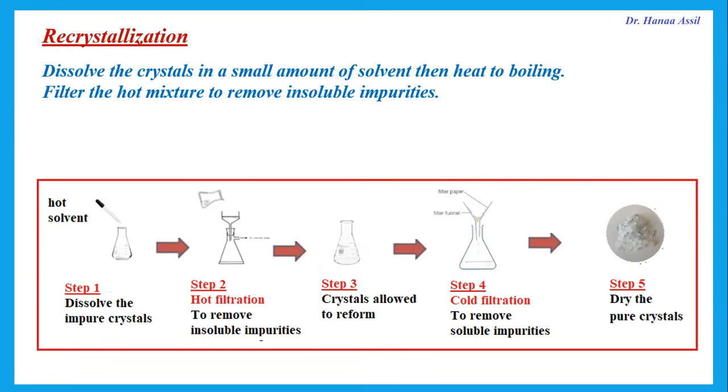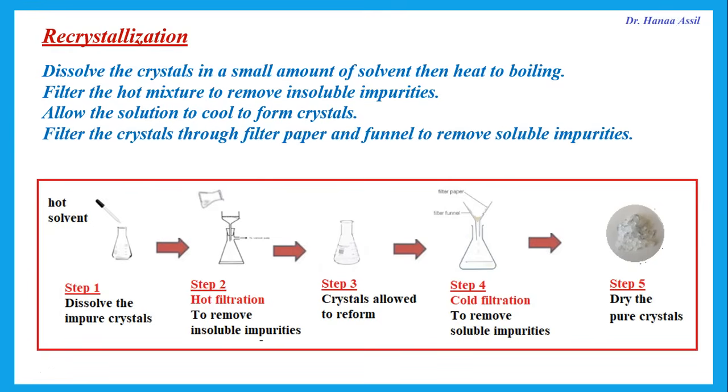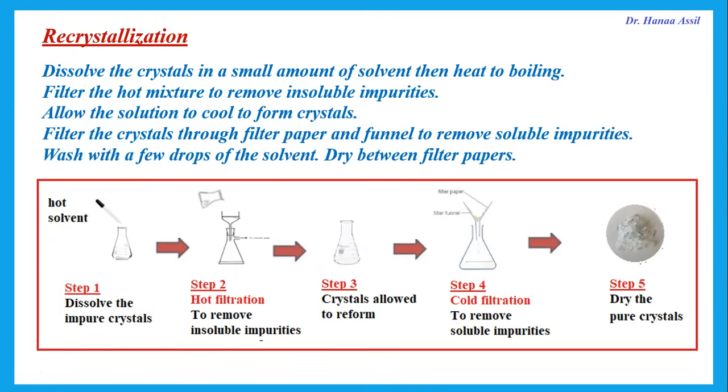Then we're going to take the filtrate in this case, allow the filtrate to cool to form crystals, and then filter the crystals again. Now, this second filtration is to remove any soluble impurities from the purified crystals. We wash the crystals with a few drops of whatever solvent we were talking about, dry between filter papers.